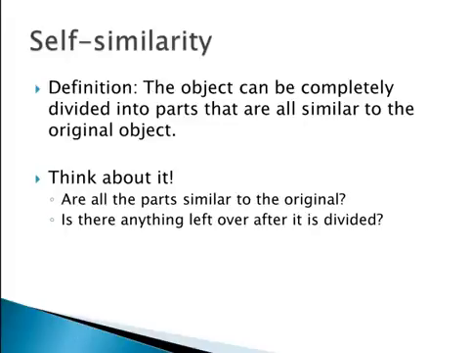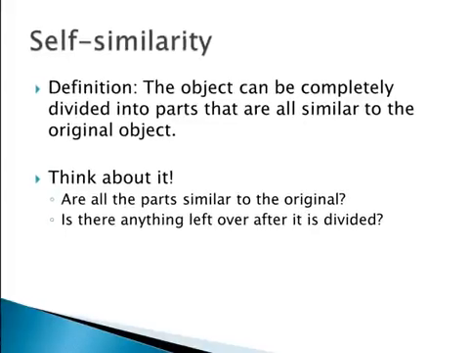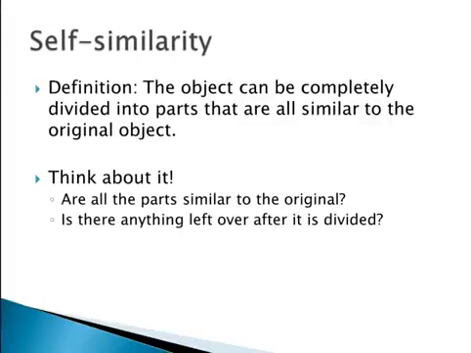For our purposes, we will consider an object self-similar if it can be completely divided into parts that are all similar to the original. So we must check for two things. Are all the parts similar to the object we started with, and was it completely divided, which means nothing is left over.